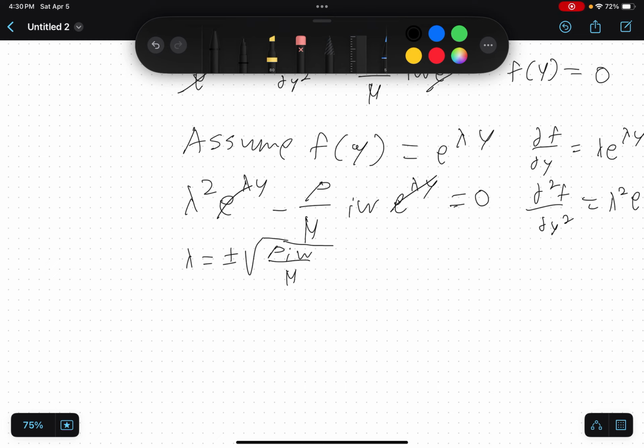Which equals plus minus root of density w over mu times separately root i. And what is root i? I don't know. I don't know why I wrote that actually. Hold up. I'm just going to assume that that's good for now.